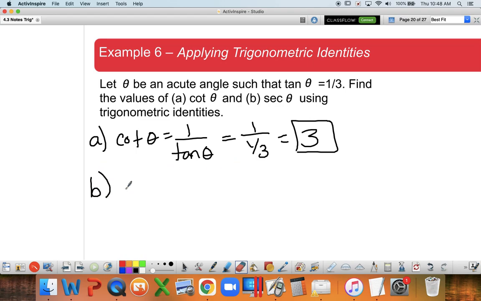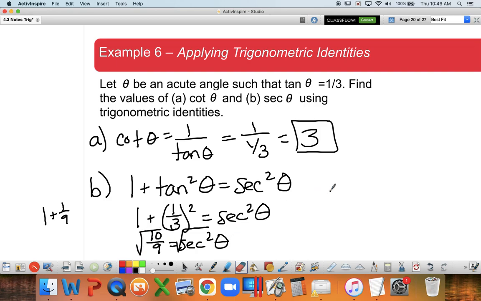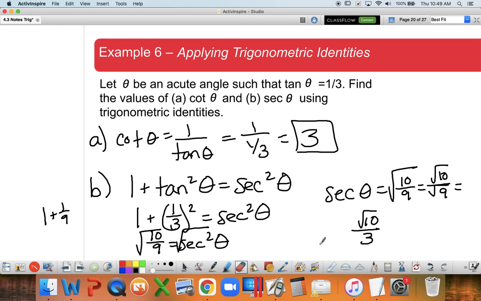For letter B, I want to find the secant of theta. So for that one, I'm going to use this identity. Right? I know what my tangent value is. It's 1/3, and I need to square that. And I want to find the secant. So I go ahead and 1/3, the quantity squared is 1/9. I then add that to 1, and I get 10/9 is equal to secant squared theta. I then take the square root of that. So I get that secant theta is the square root of 10/9, which if I break that out, square root of 10 over square root of 9, I get the square root of 10 over 3. Final answer.